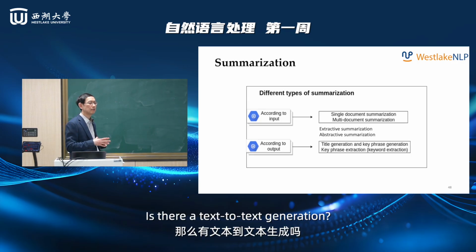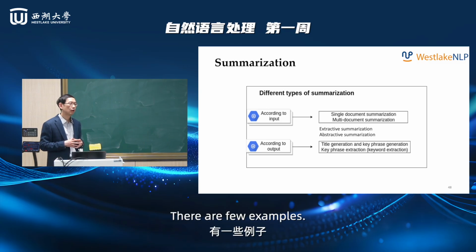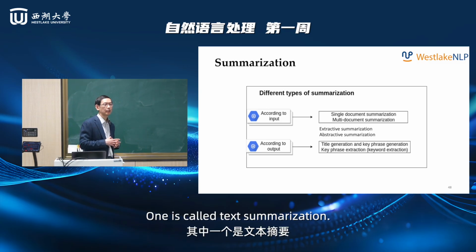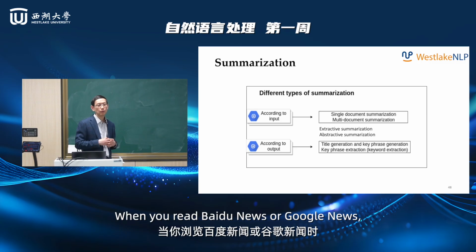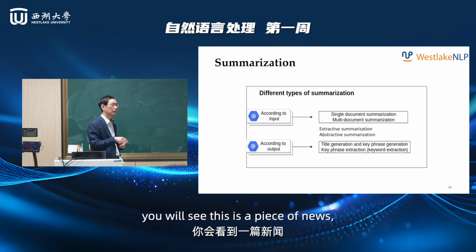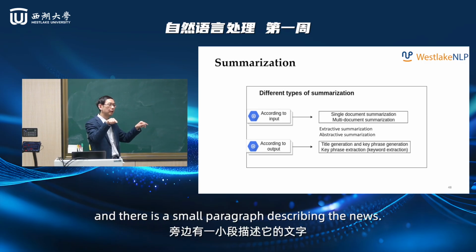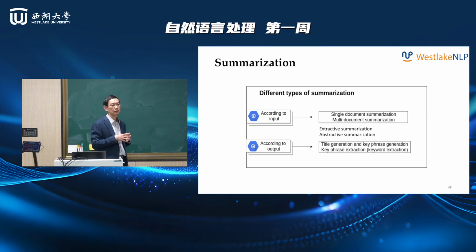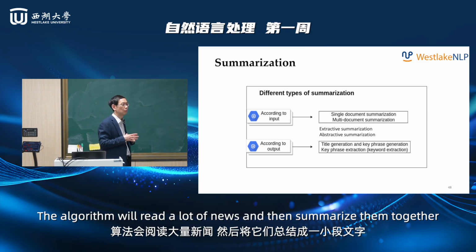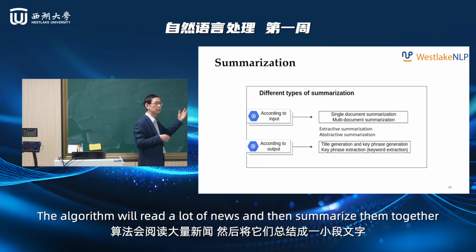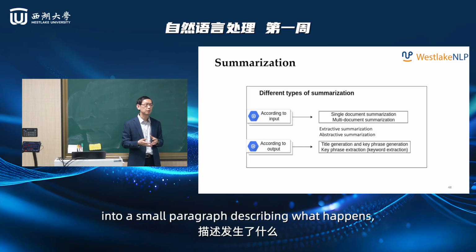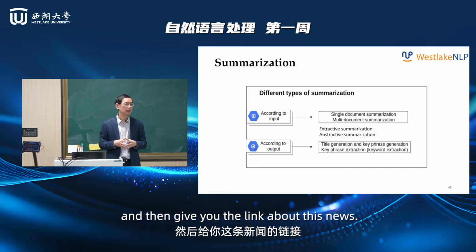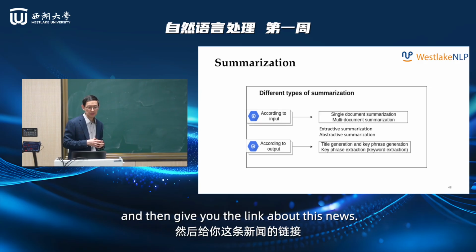Is there text-to-text generation? There are a few examples. One is called text summarization. When you read Baidu News or Google News, you will see a piece of news and a small paragraph describing the news. This already uses summarization technique. The algorithm will read a lot of news and then summarize them together into a small paragraph describing what happens, and then give you the link to these news.